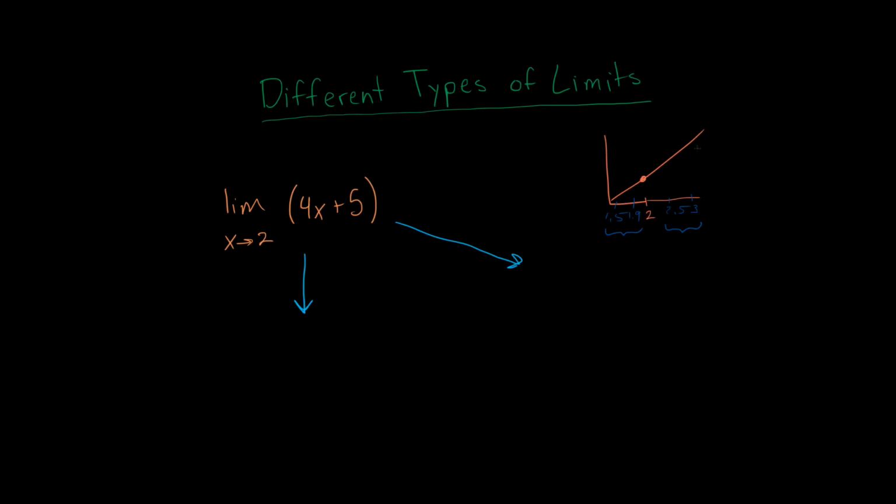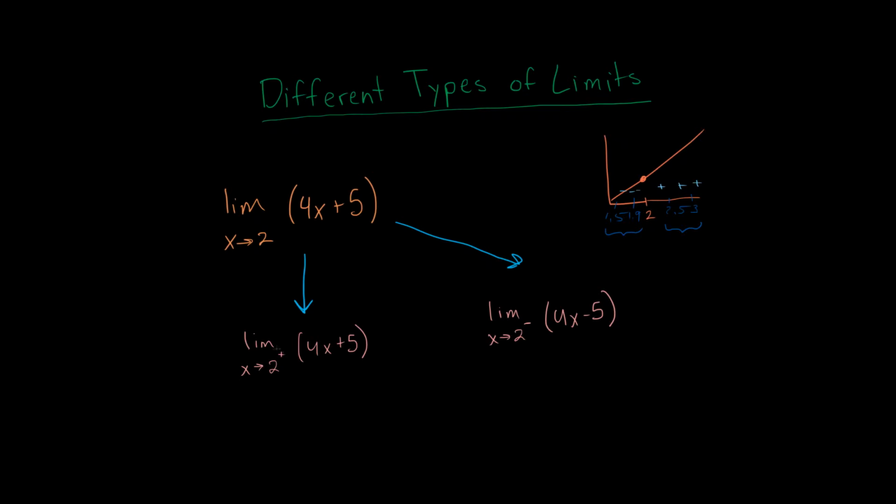One limit comes from the more positive side. So if we think about what numbers are to the right of 2, well, those numbers are more positive. And what numbers are to the left of 2? Well, those numbers are more negative, or they're smaller. So here we have the idea of having two different limits. We can have the limit as x approaches 2 from the right of 4x plus 5. And we can also have the limit as x approaches 2 from the left of 4x minus 5.